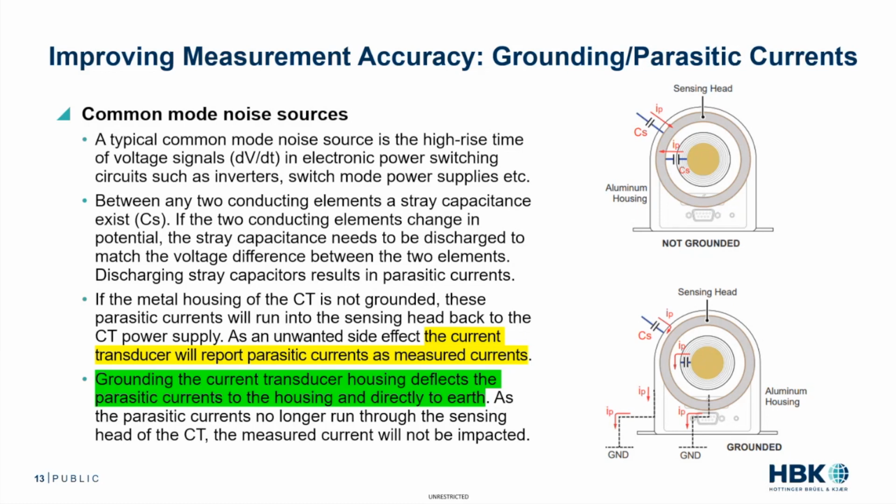So if the metal housing of the CT is not grounded, then the parasitic currents are going to run into the sensing head back to the CT power supply. And then you're going to have an unwanted side effect. Basically, the current transducer, the CT, is going to measure parasitic currents as measured currents. So to avoid this issue, you want to ground the CT housing, which is going to deflect the parasitic currents to the housing and direct them to Earth. So as the parasitic currents no longer run through the sensing head of the CT, the measured current will not be impacted.